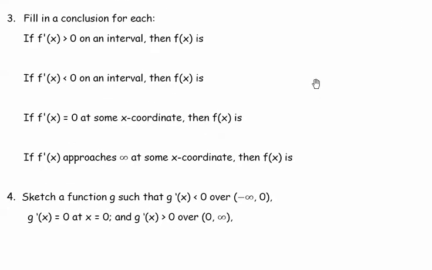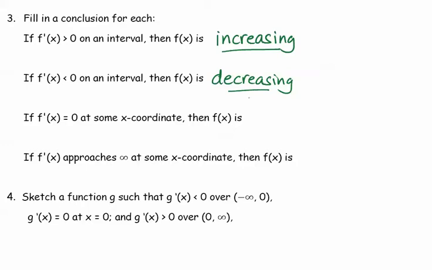Fill in a conclusion for each. Now we're talking in general here about any function. If the first derivative is positive, then f of x must be increasing. If f prime is less than 0, the slopes are negative. That means f is decreasing. And those terms, by the way, are better than rising and falling. We mean the same thing, but in calculus, let's stick with increasing and decreasing.